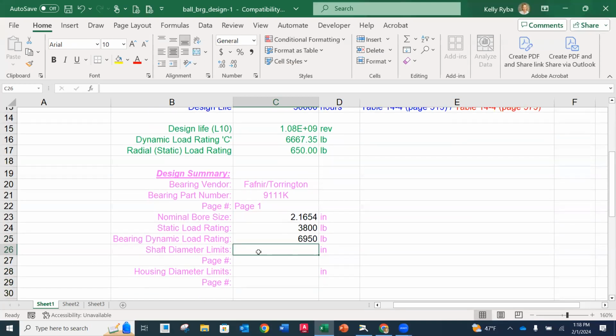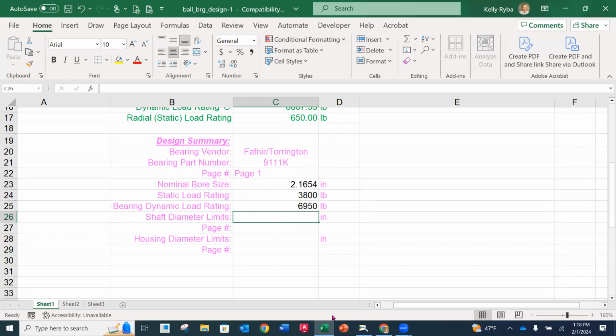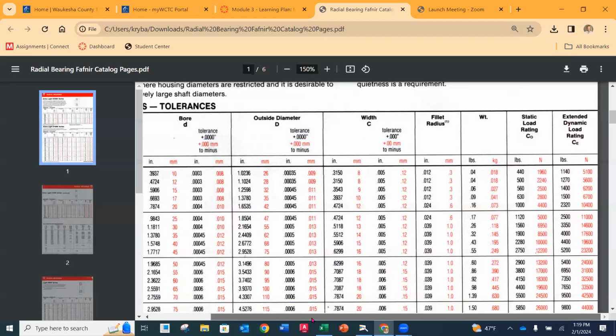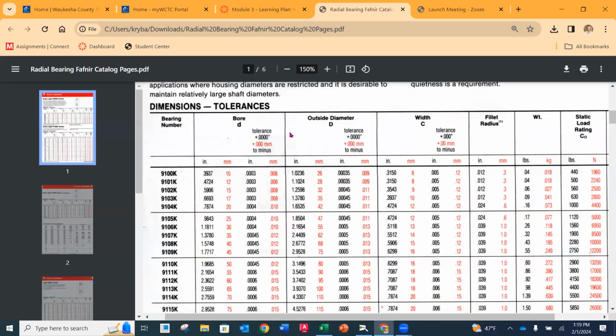And then I need my shaft diameter limits. Now, if we look here, you're going to notice that it's giving us a tolerance on our bore. Okay, this is going to be the tolerance on our bore. This is not the tolerances that you're going to incorporate into your design. This is on the actual bore, like the product, that these are the tolerances that are going to be on that bore. This is not what we put into ours. What we need to do is we need to go to their engineering section, and we are now going to then find where this bearing is, and it's going to tell us what the actual tolerances are going to be.